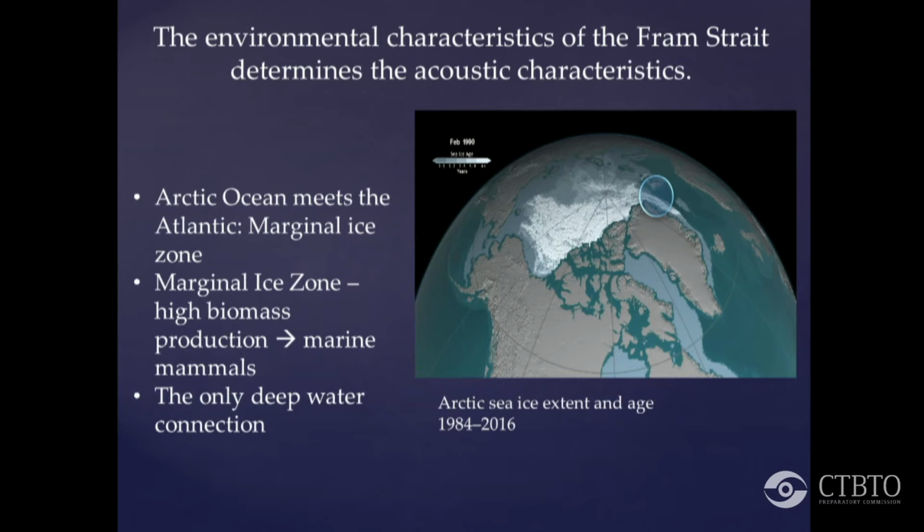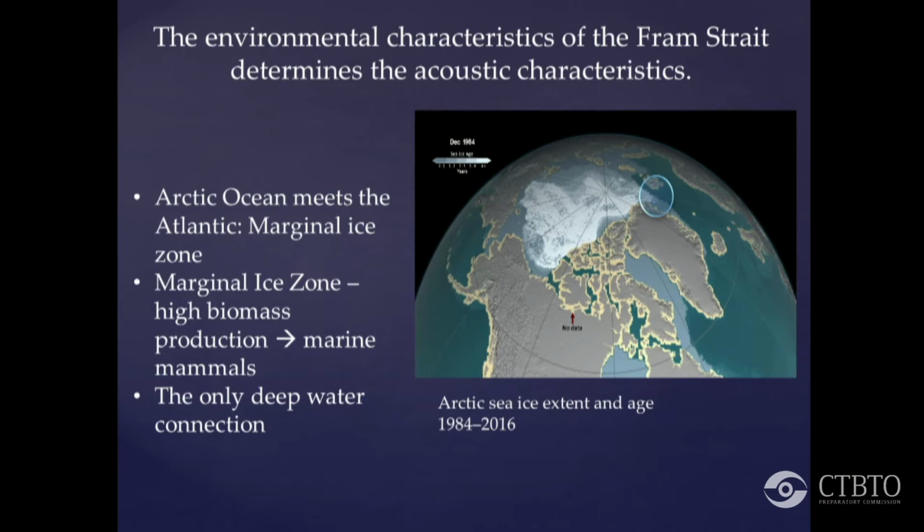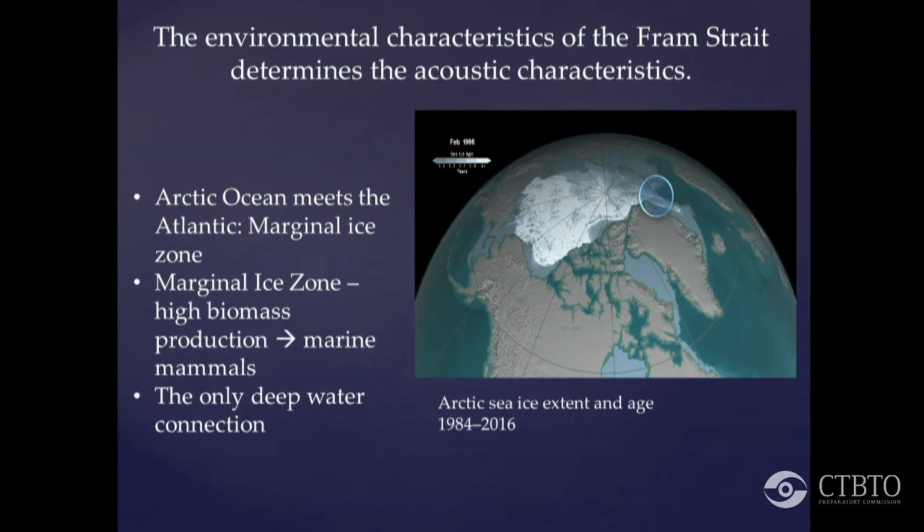So the Fram Strait is where the Atlantic Ocean meets the Arctic Ocean. And in between, you have the marginal ice zone, which is very variable when it comes to the sea ice conditions. It varies from year to year, from large sea ice extent in the wintertime, and in the summertime, there is less ice. The marginal ice zone is also an area with high biomass production, which leads to a lot of marine mammals. And also, recently, we have seen a lot of seismicity activity in that area, but we don't know the baseline for seismicity in this region. So it's urgent to establish some benchmark data.